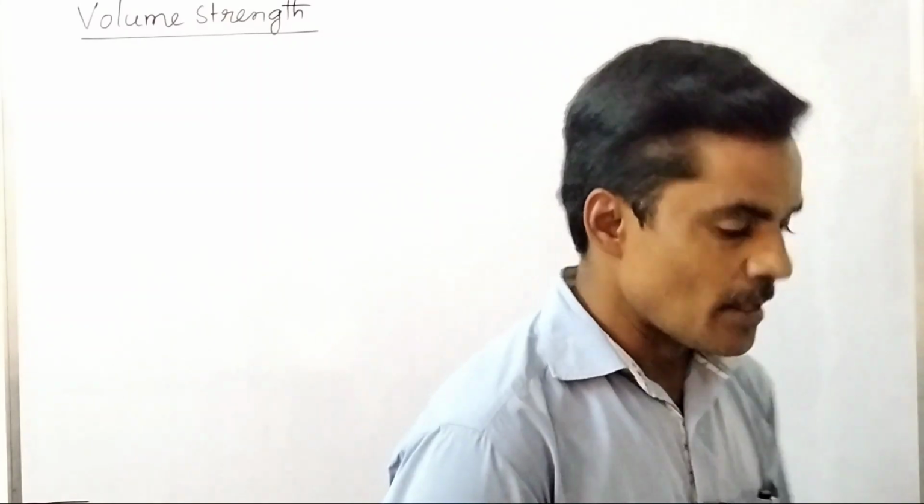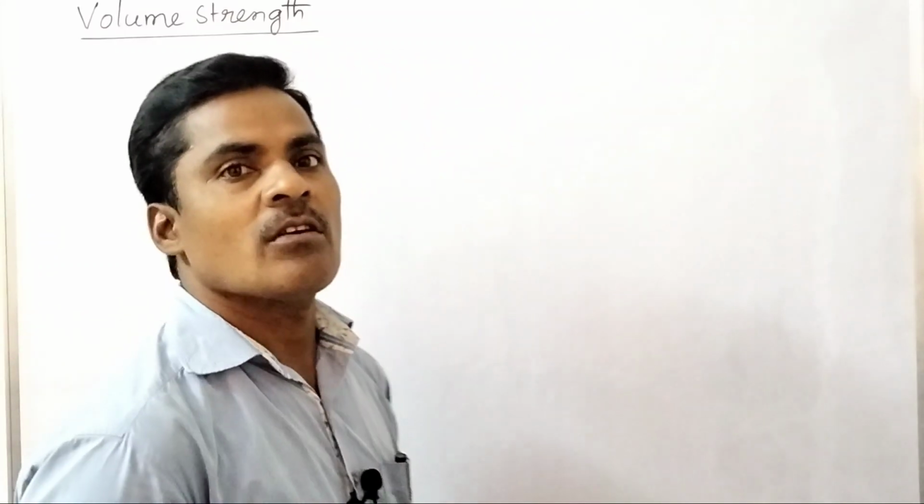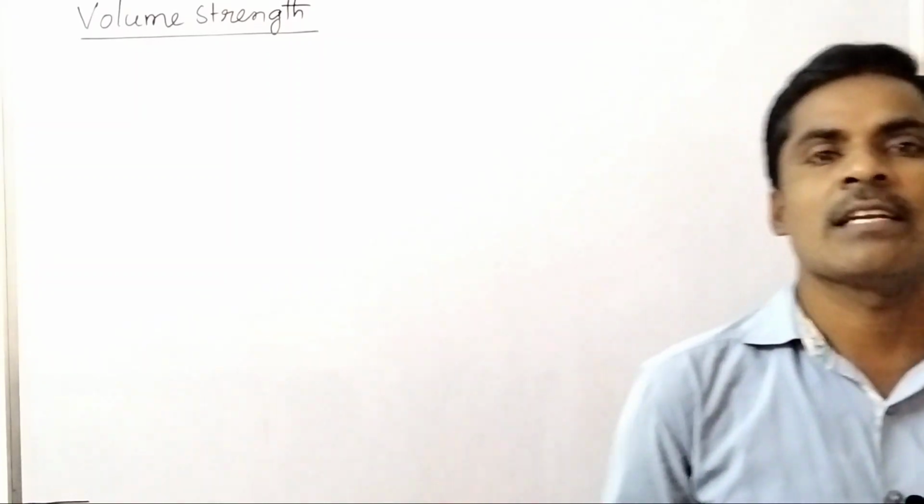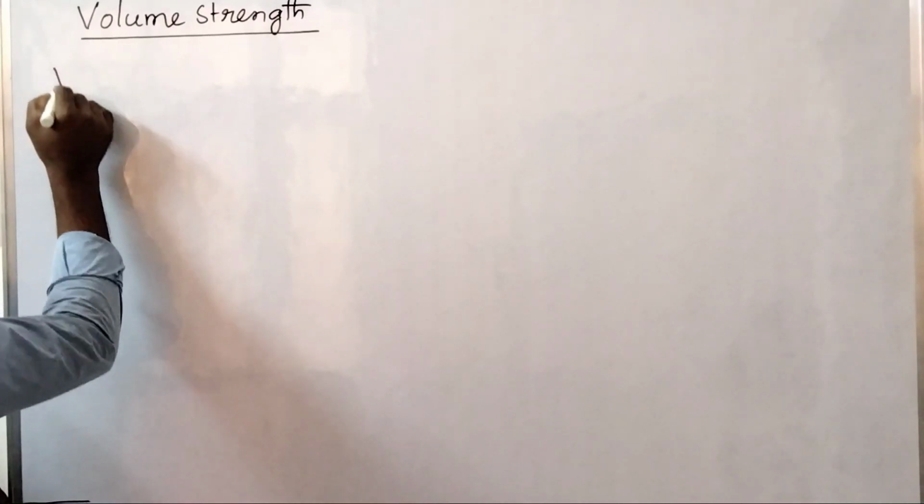In this video I am going to explain an important part of hydrogen and its compounds, that is volume strength of hydrogen peroxide. What is meant by volume strength? Volume strength means the volume of oxygen released by decomposition of one volume of hydrogen peroxide. The volume of oxygen released by the decomposition of one volume of hydrogen peroxide is called volume strength. Let me write the definition.